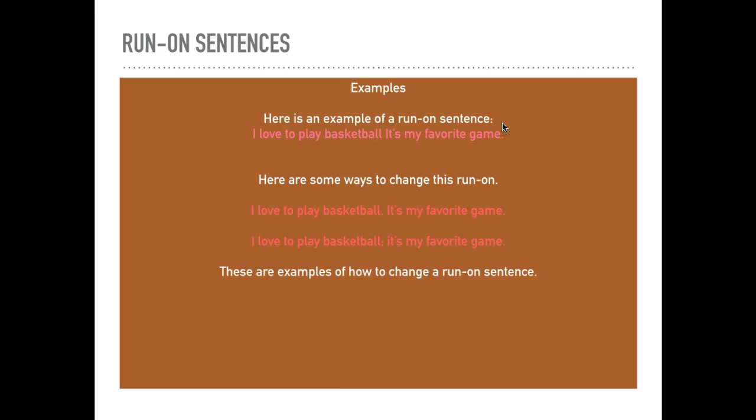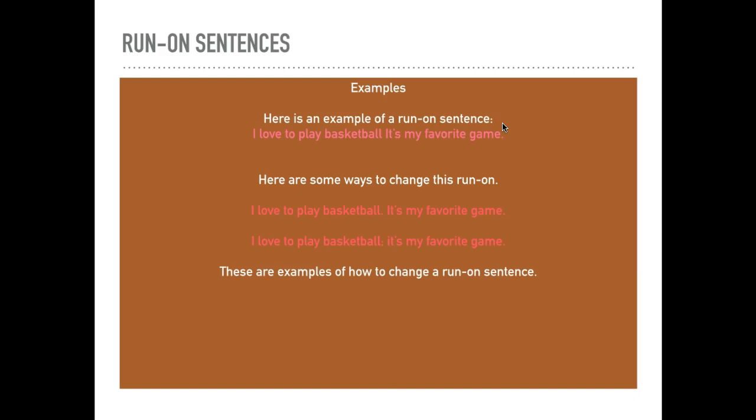So here's an example of a run-on sentence. I love to play basketball. It's my favorite game. So here you have I love to play basketball. That's a full and complete sentence. You've got a subject and you've got a verb. And it's my favorite game. That's a full and complete sentence too, because it's got a subject and it's got a verb. So if you don't put punctuation between the two, then what you have is known as a run-on sentence.